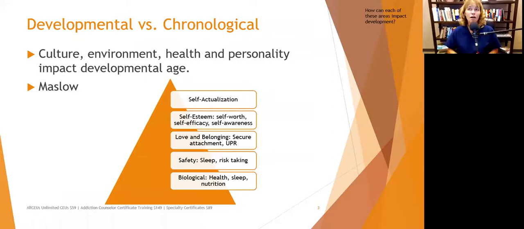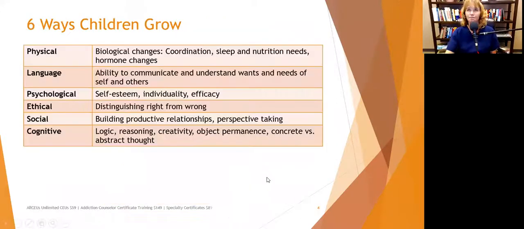And then love and belonging comes along with secure attachment and unconditional positive regard. And self-esteem. Children need to have a sense of self-worth, to know that they're okay. Self-efficacy, that they can accomplish things. And self-awareness. What do I need right now? And most of us can't necessarily say that we are completely mindful at any particular time. So 6 ways children grow.